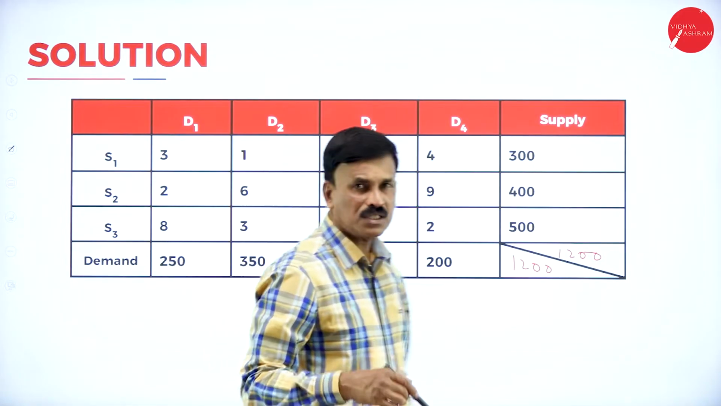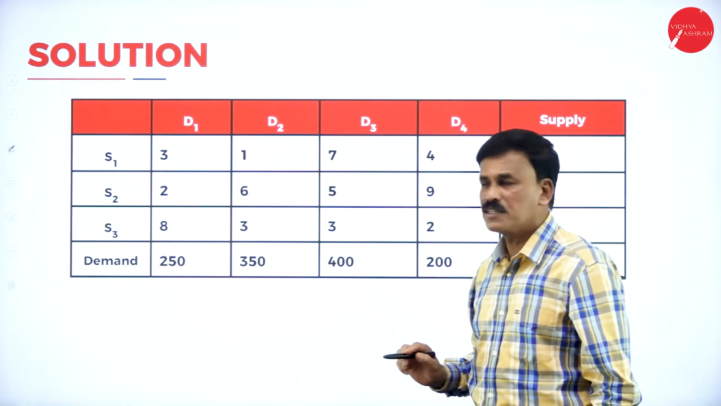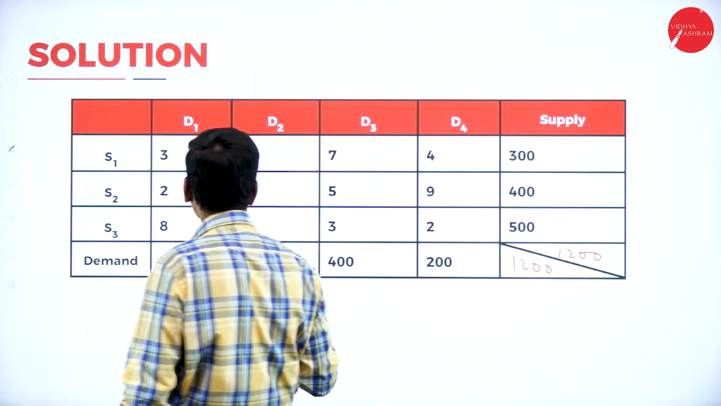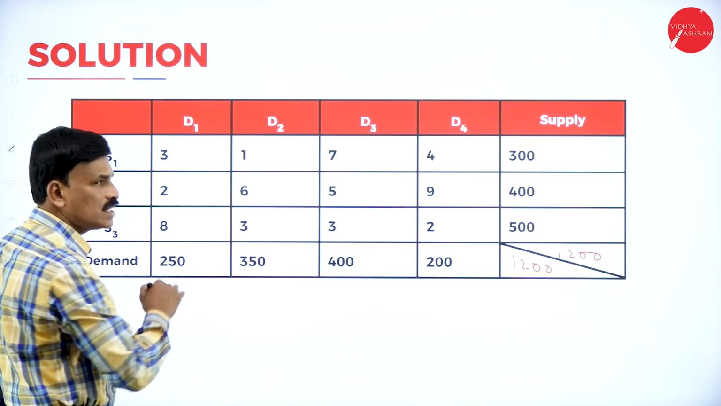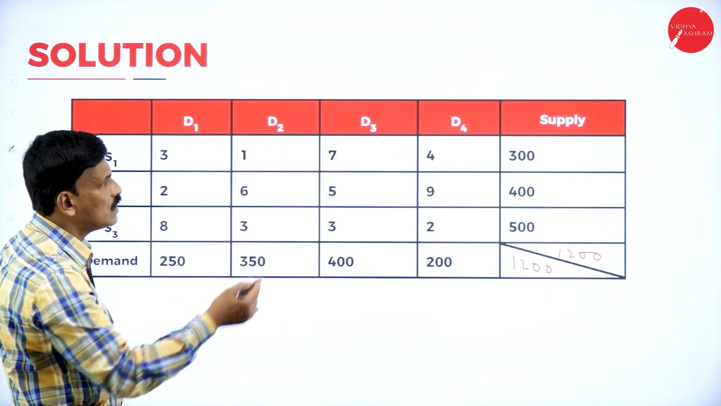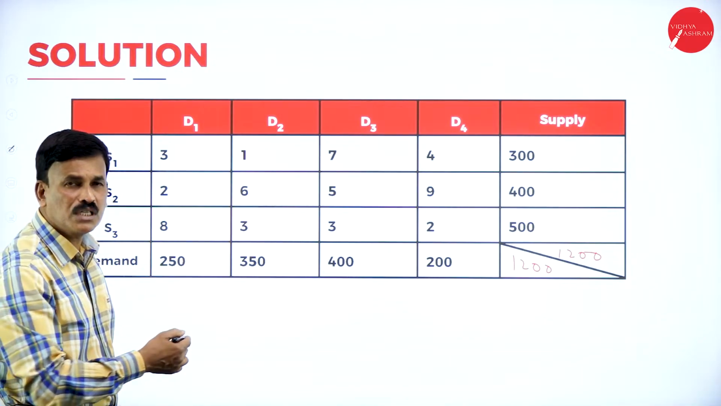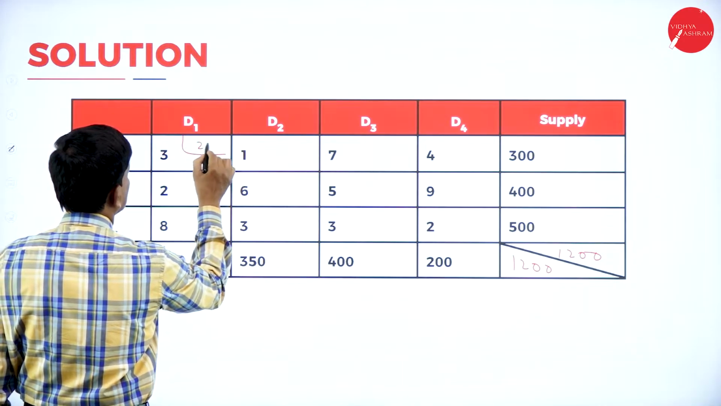Now, according to the step-by-step procedure, first find the northwest element. The first northwest element is 3. For this, check the demand 250 and the supply 300. The minimum is 250. So you can allocate 250 here.